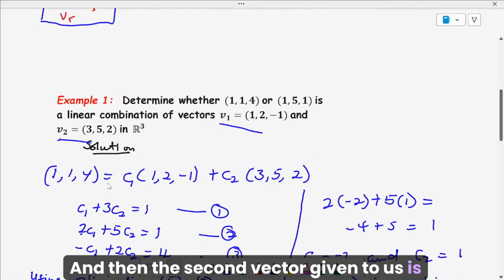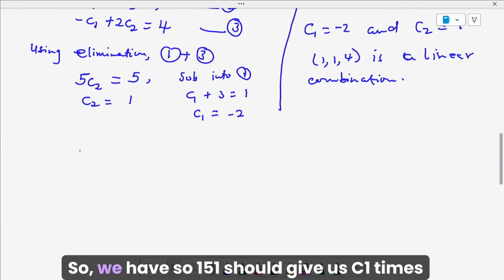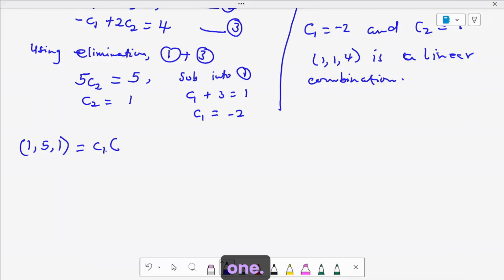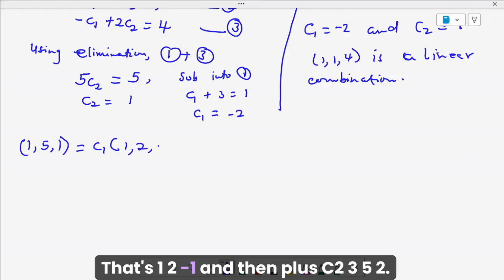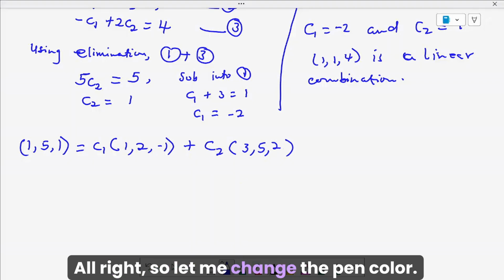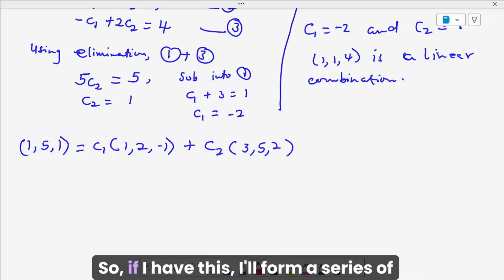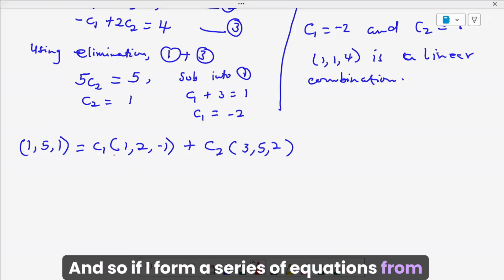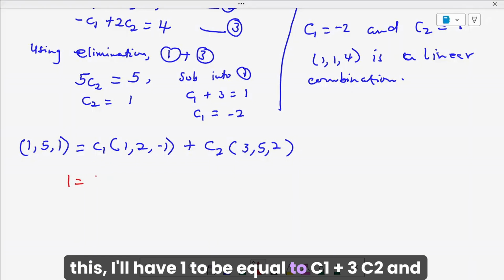We use the same procedure in solving the second vector given to us, which is 1, 5, 1. So we have 1, 5, 1 should give us C1 times the first vector given to us, which is V1, that's 1, 2, negative 1, plus C2 times 3, 5, 2. All right, so let me change the pen color. If I have this, I'll form a series of equations from it, and I'll have 1 equal to C1 plus 3C2.